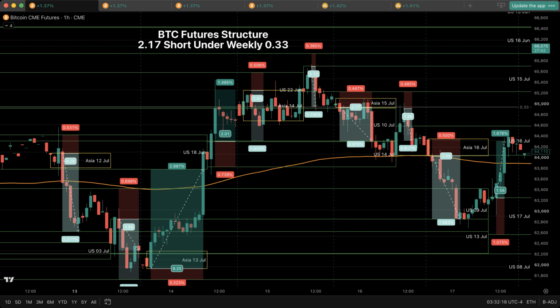For July 15th Asia session, the short setup appears. Short entry line: July 15th Asia session lower boundary. Stop loss line: July 15th US session lower boundary. First take profit line: July 14th Asia session lower boundary. First trailing take profit line: July 10th US session midpoint. Risk-reward ratio 2.17.